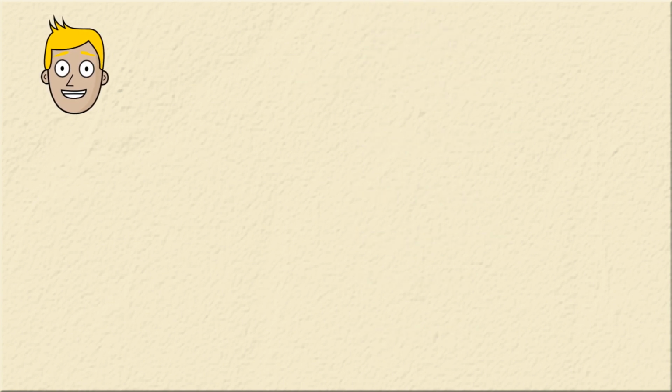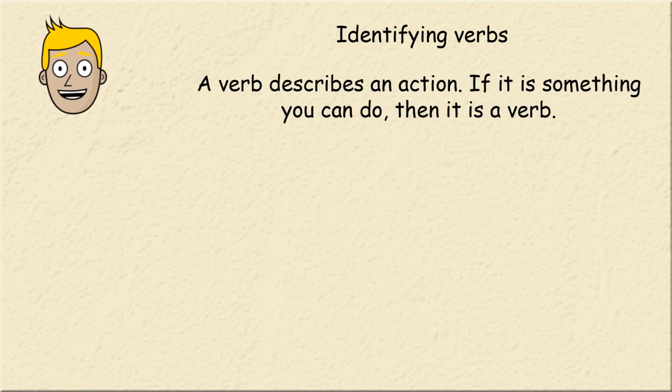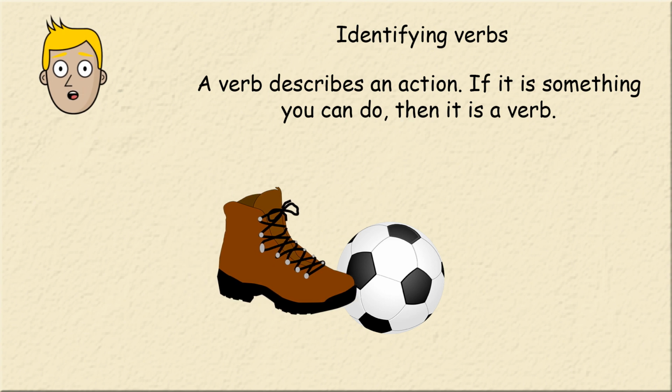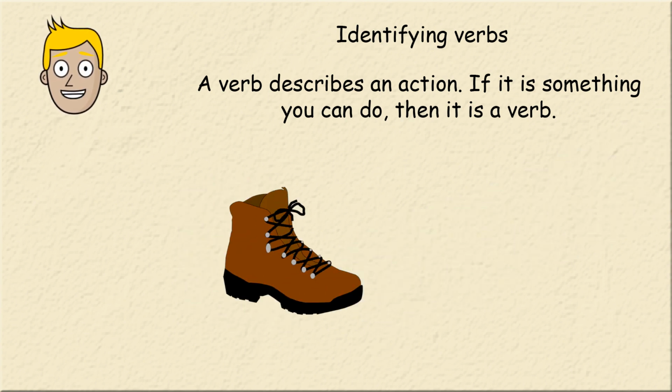Let's start with identifying verbs. As we said at the start, a verb describes an action. If it's something you can do, then it's a verb. In a past video, we learned that nouns describe things and ideas, but verbs are used to describe what you are doing with a noun.